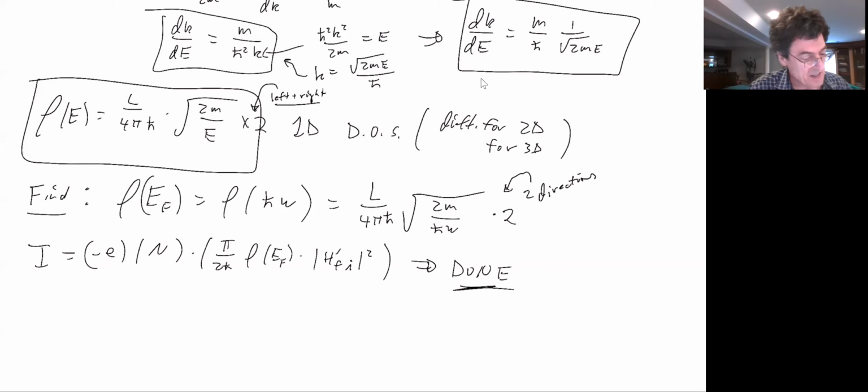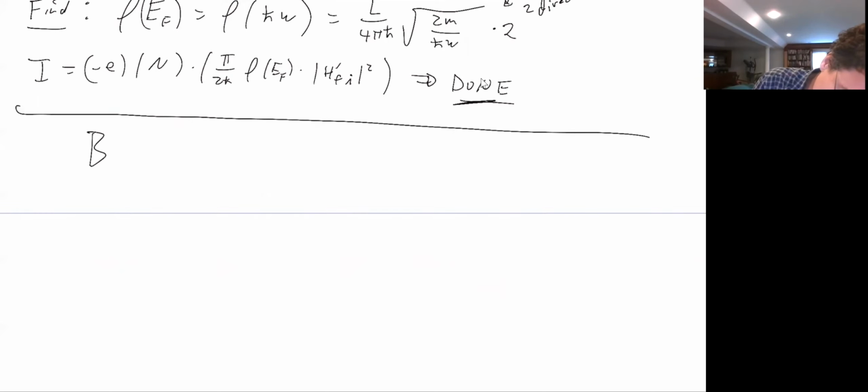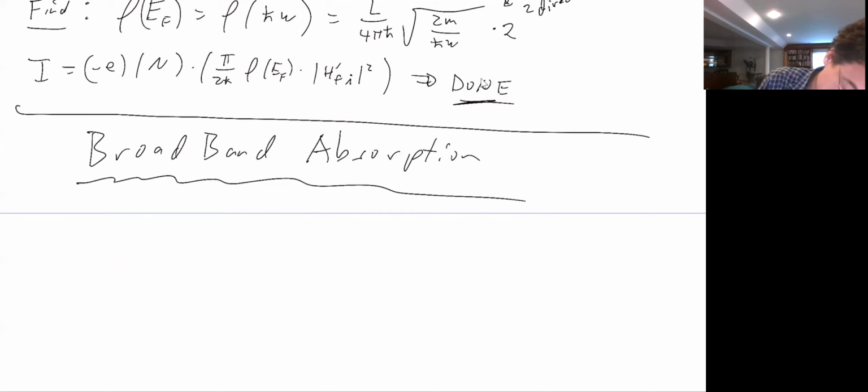So I guess that took longer than I expected, but I think it's a really nice example. It steps you through all the little different ideas. Okay, so now let's do the next thing, which is broadband absorption, which is really just another example of Fermi's golden rule, but it's a little bit weird. It's sort of like an inversion. I'll call it the inversion of Fermi's golden rule.